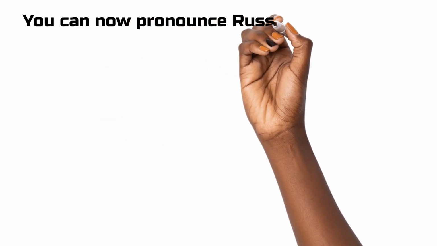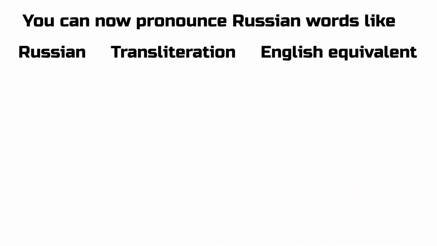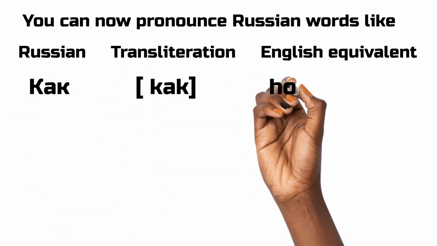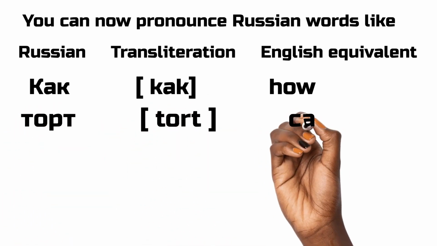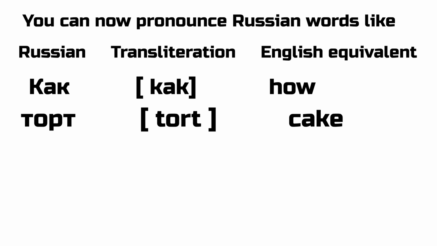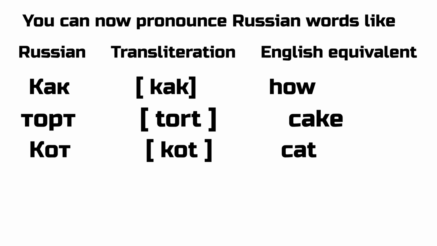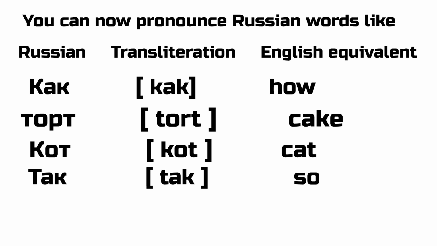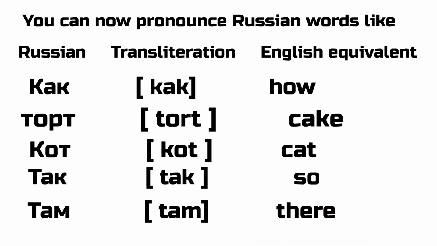Now that you know the letters of the first group, you can pronounce Russian words like kak, which means how. Tort, which means cake. Kot, which means cat. Tak, which means so. And tam, which means there.